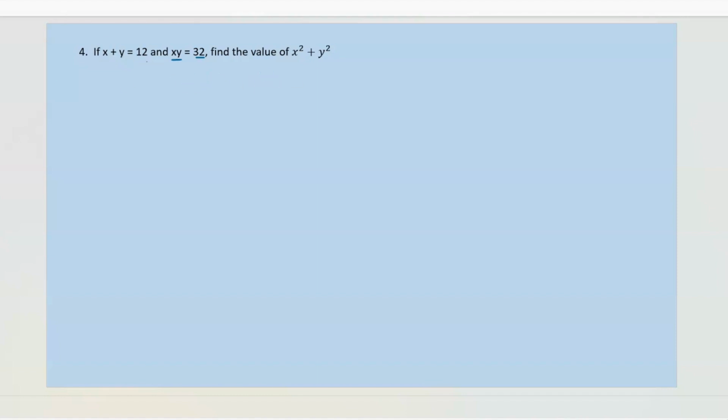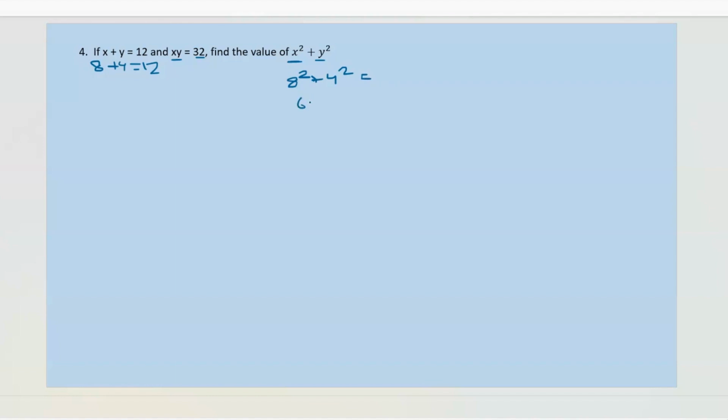So using 8 times 4, 8, and then plus 4. 8 plus 4 equals 12. So x and y, we don't know which one's 8 and which one's 4, but it doesn't really matter since we are squaring both of them. So it's going to be 8 squared plus 4 squared.